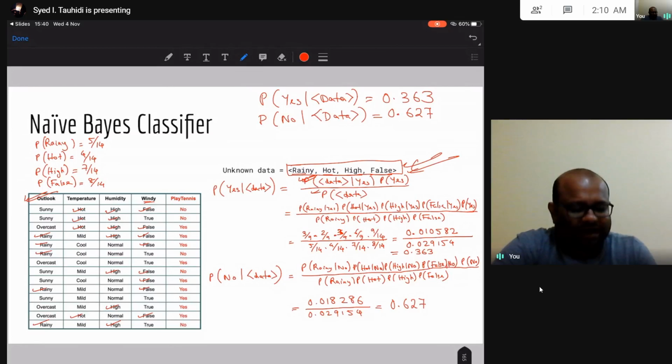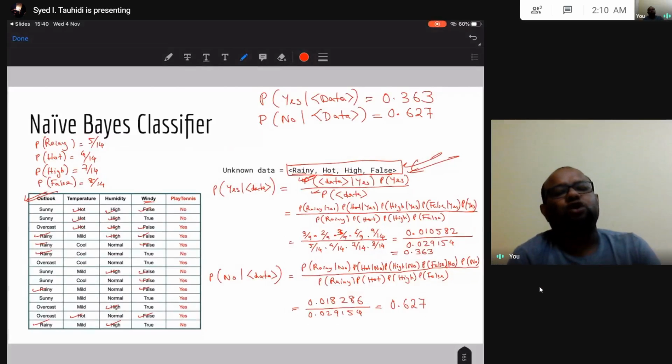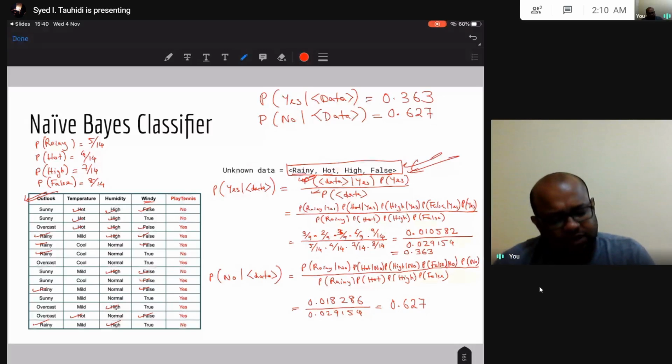Now, the denominator is a multiplication of probabilities, and the numerator is a multiplication of probabilities. Probability is always non-negative. In fact, it is going to be a positive number, non-zero even. So both numerator and denominator are going to be positive numbers. The denominator is going to be the same for all the classes, no matter how many classes I have. Here I have two classes, yes and no.